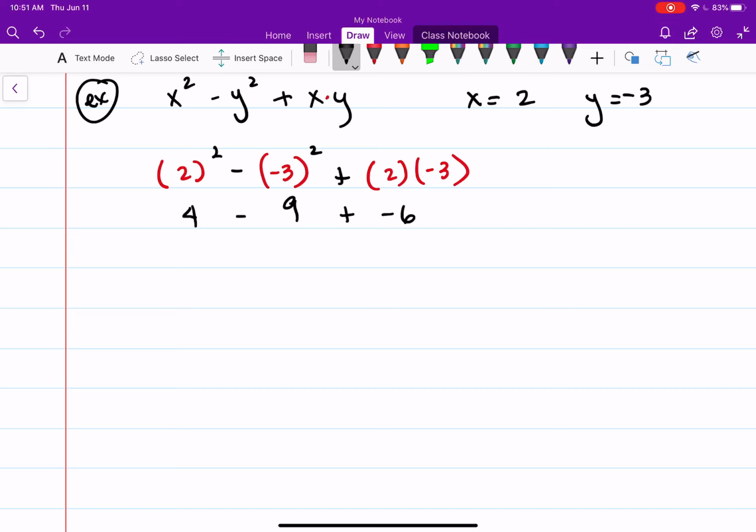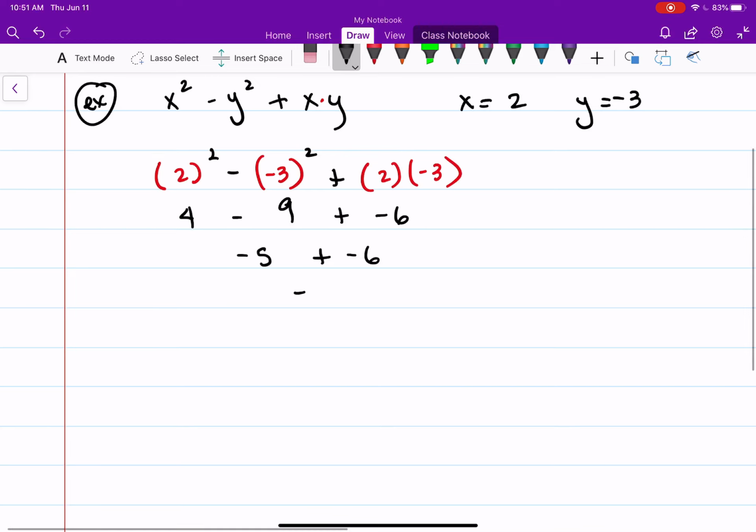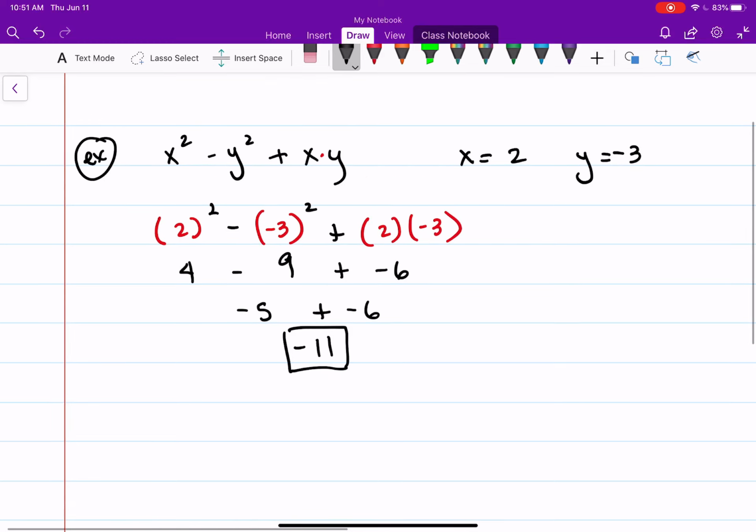So now I have 4 minus 9 plus a -6. This right here is going to give me a -5 plus a -6. So I lost money. I had $4, I lost 9, so I'm down $5. And then I lost another $6, so I got -11. That would be one example, but we're still doing exactly the same thing as if it was just x's and not x's and y's.